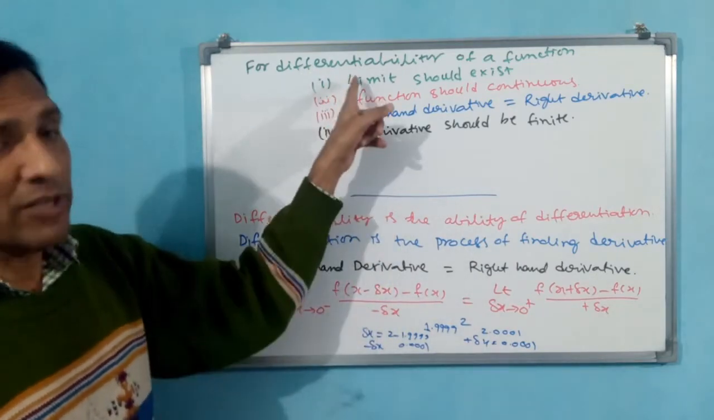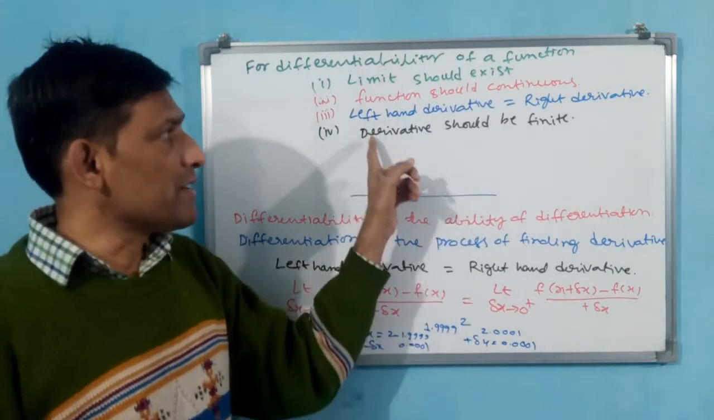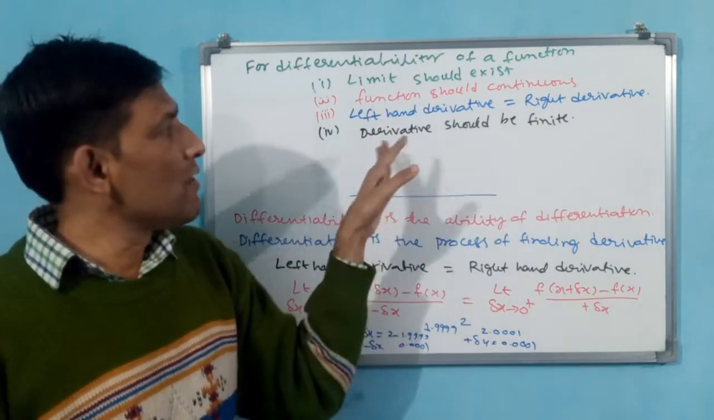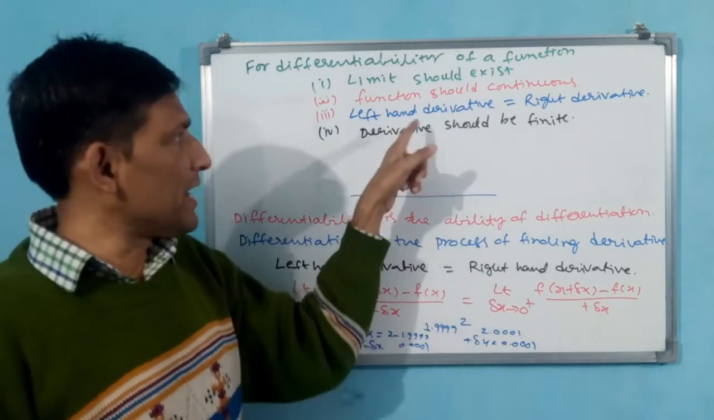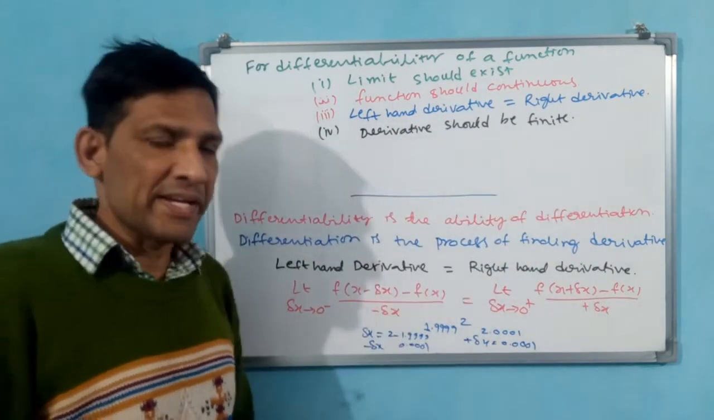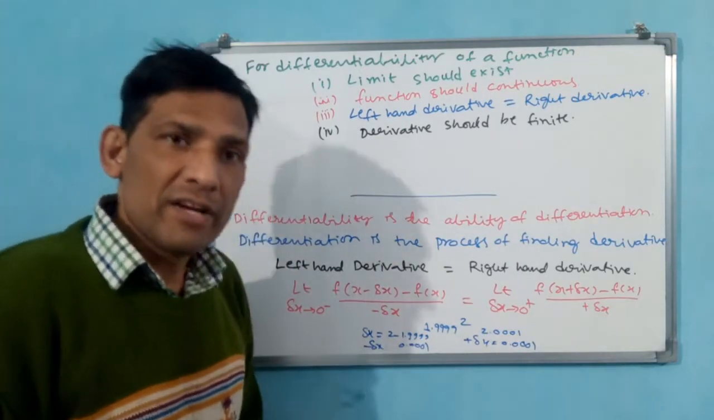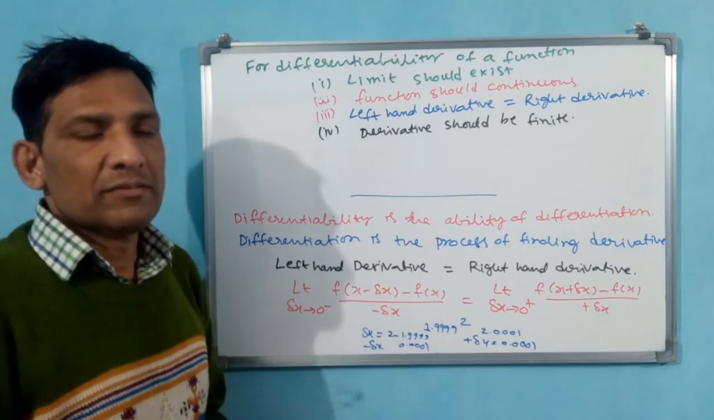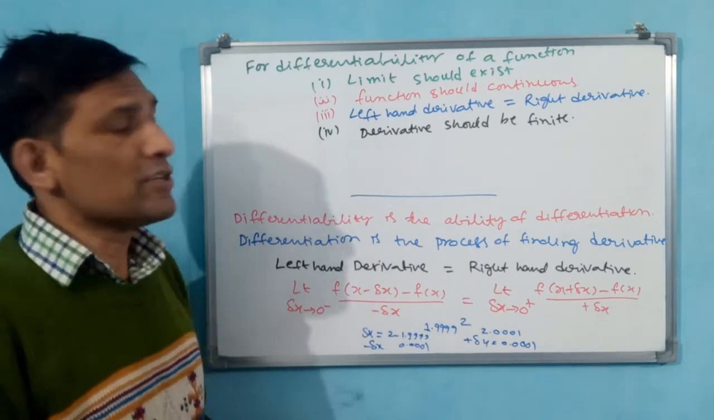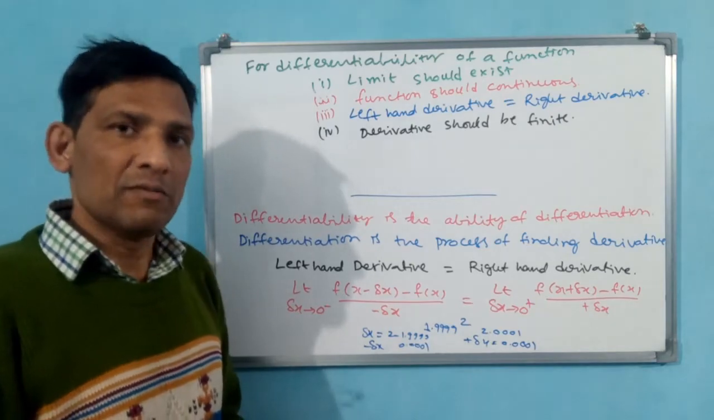That means the function limit should exist, the function should be continuous, left hand derivative is equal to right hand derivative. Finally, derivative should be finite. Both derivatives should be finite. Then only we can say that the derivative is existing. Like that, the function is differentiable.